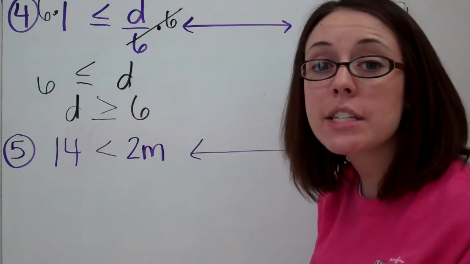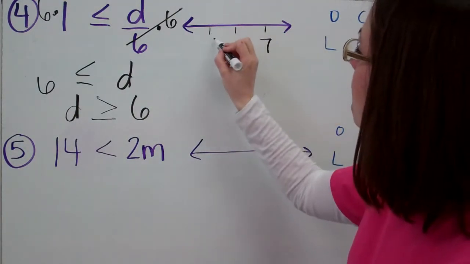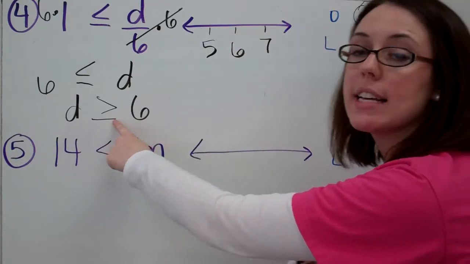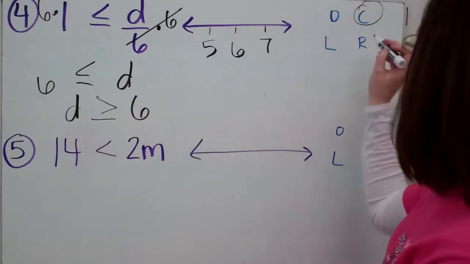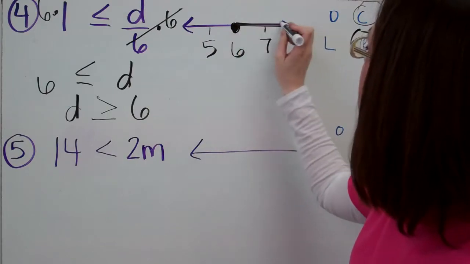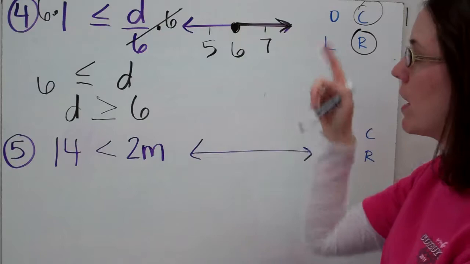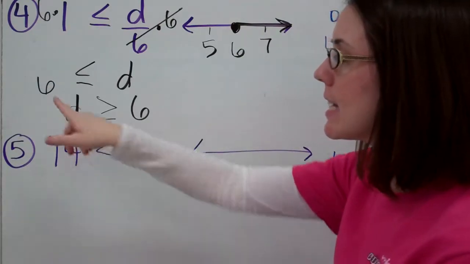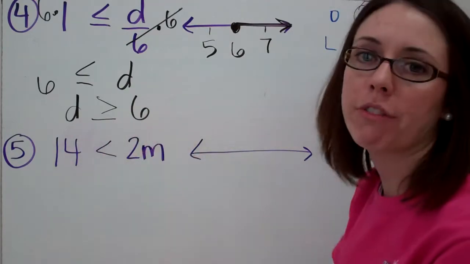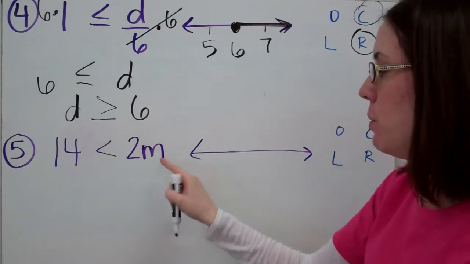Again, why did we do that? So that it's easier to graph. Put 6 on your number line with 7 and 5. It is going to be a closed circle because it has equals to, and we're going to shade to the right. So d is greater than or equal to 6. So the solution for this inequality is any number greater than or equal to 6. Again, this says the same thing, 6 is less than or equal to d, but it's easier when your variable's on the left. Last example, 14 is less than 2m.